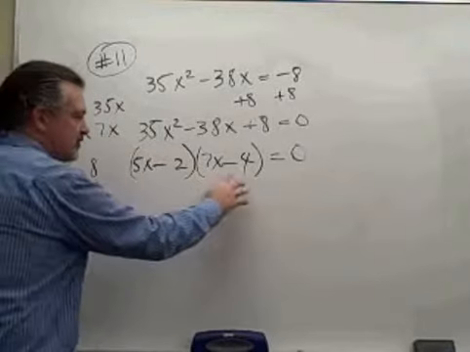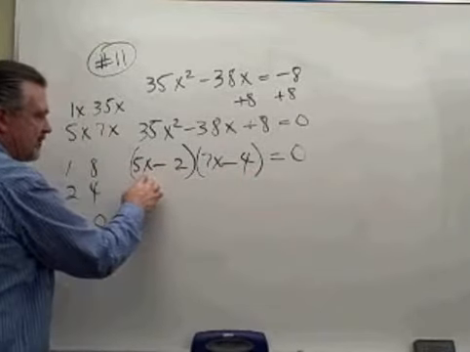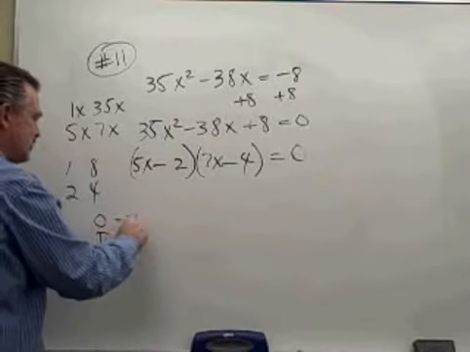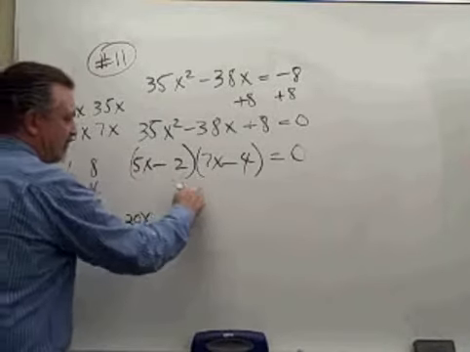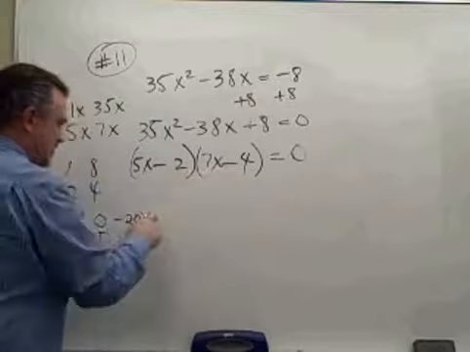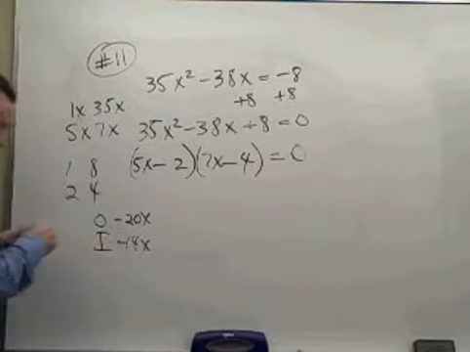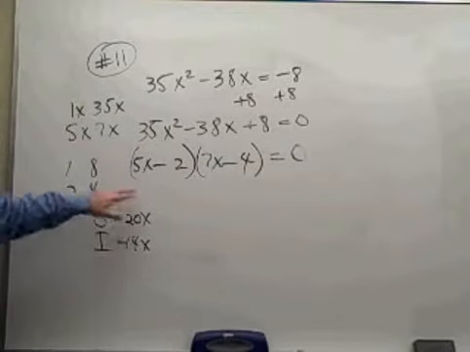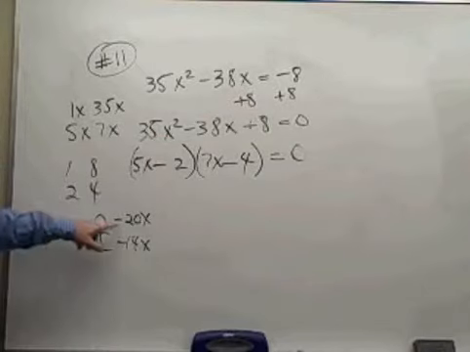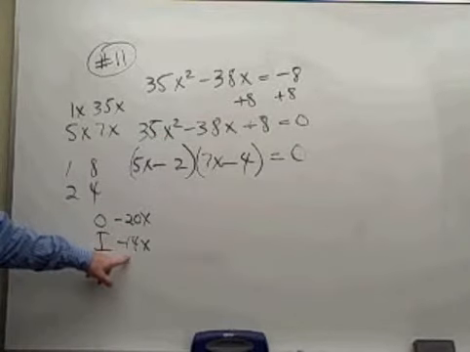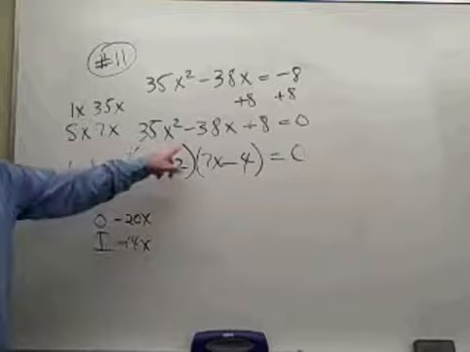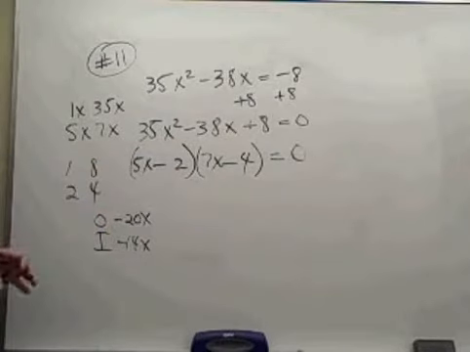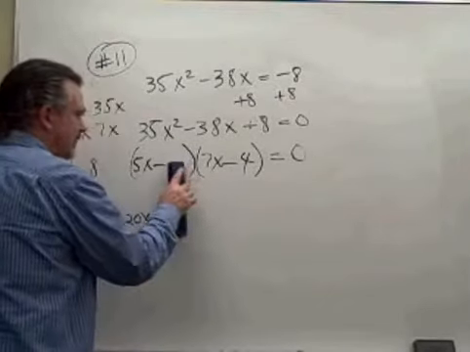So the O of FOIL is going to give me minus 4 times 5x. That's going to be minus 20x. The I of FOIL gives me minus 2 times 7x, which is minus 14x. This doesn't quite come to minus 38. You owe 20, you owe 14 more. That's owing 34. We've got minus 38. So that arrangement didn't work.